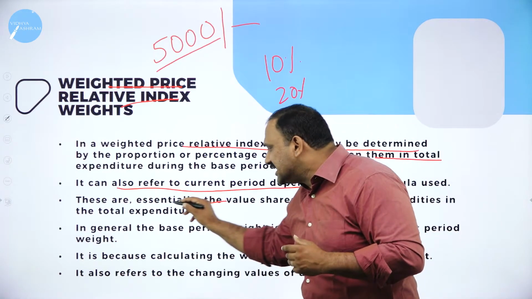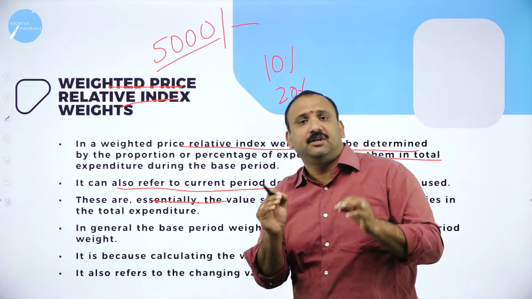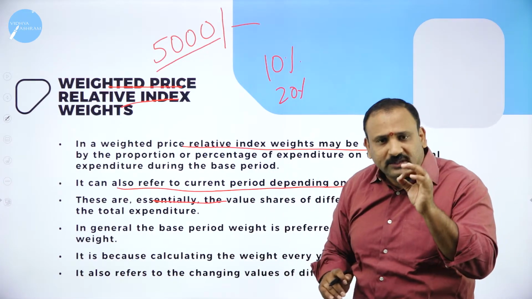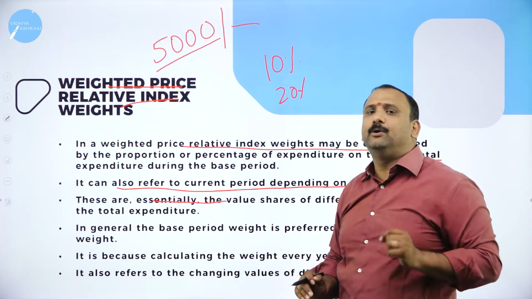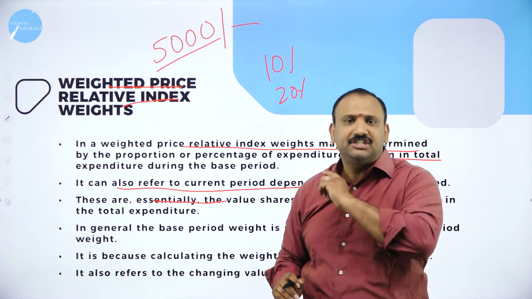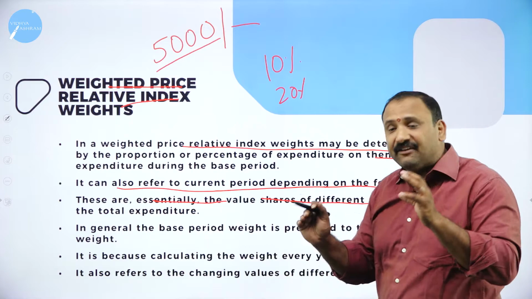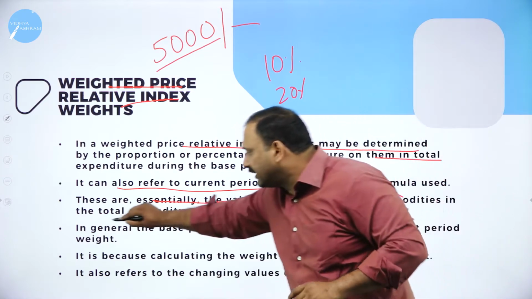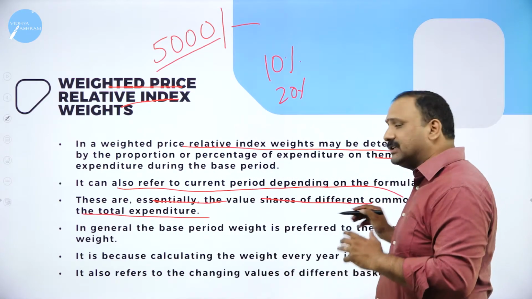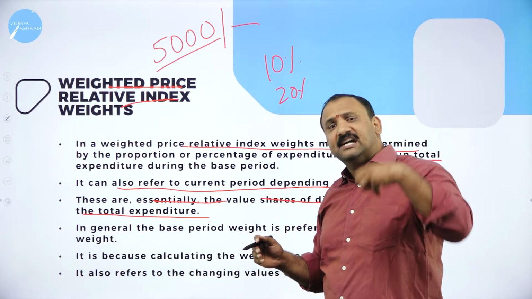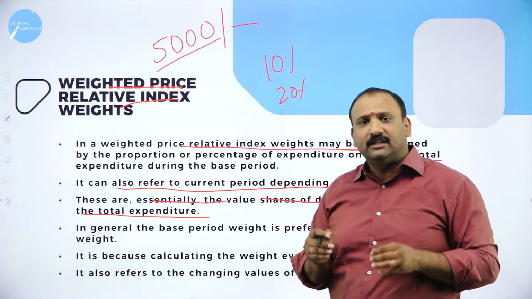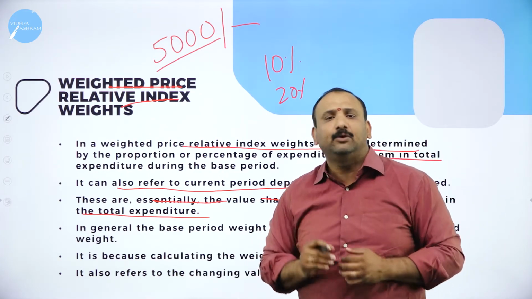These are essentially, so I use that word essential very much. Why? Because without that factor, you will not be able to judge yourself. So these are essential factors in economy: the value shares of different products in the total expenditure. So when I talk about different products or different commodities, these are all the essentials. These are all things that will govern you on a day-to-day basis.